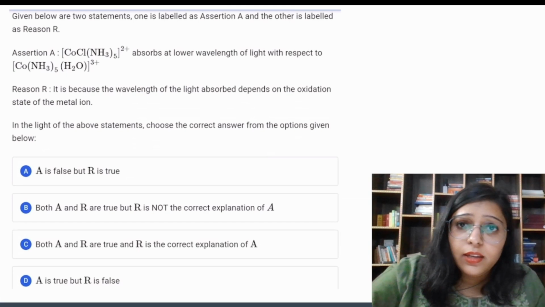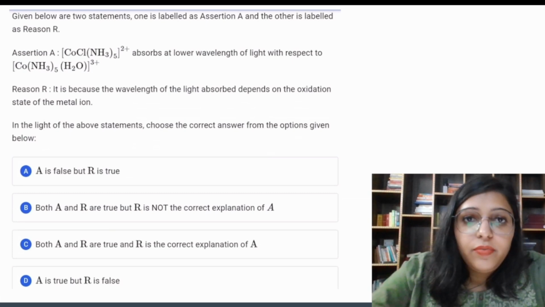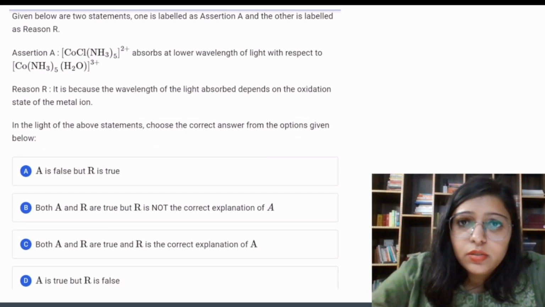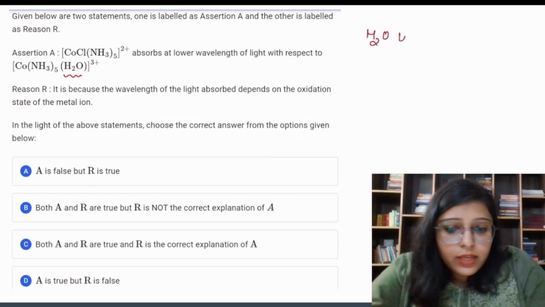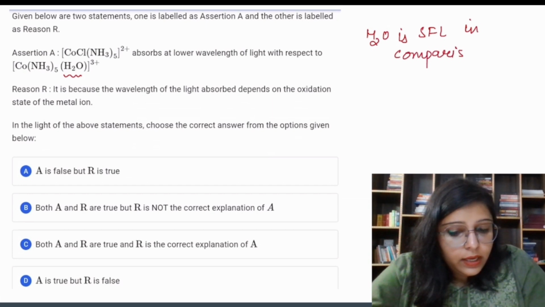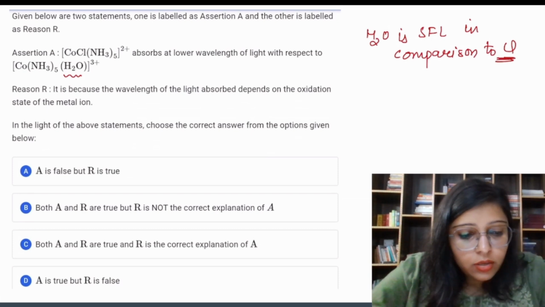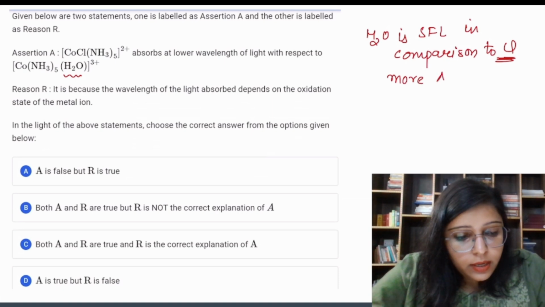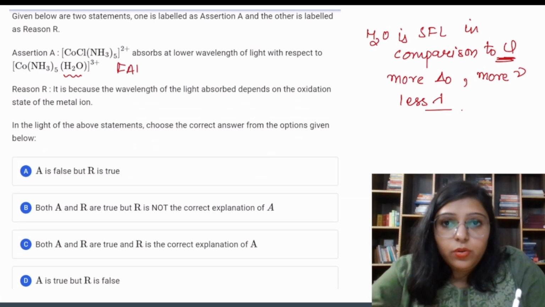The question says [Co(Cl)(NH3)5]2+ absorbs at lower wavelength of light with respect to this. No. Here, see, H2O is a strong field ligand in comparison to Cl, right? So here more delta naught means more frequency, and more frequency means less wavelength. So this is false.